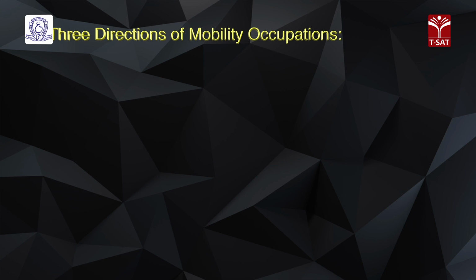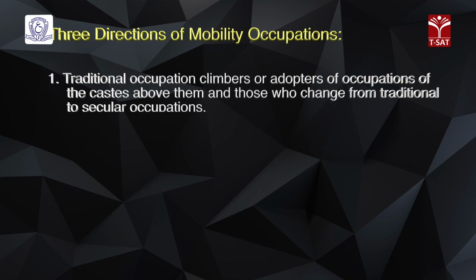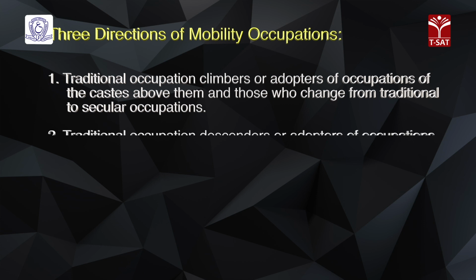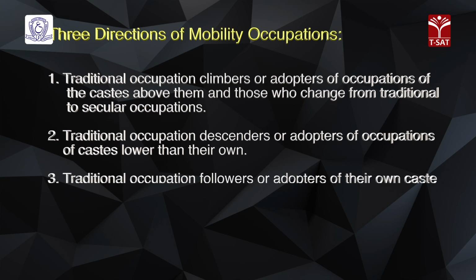Now let us examine changes in the caste occupations. In the matter of occupational mobility, two options are open to rural people. They can either adopt the occupations of a caste higher than their own or go into those of a lower caste. There may be three directions in which mobility in occupations may take place in the caste structure. One, traditional occupation climbers, or adopters of occupations of the caste above them, and those who change from traditional to secular occupations. Two, traditional occupation descendants, or adopters of occupations of a caste lower than their own, and the third one is traditional occupation followers, or adopters of their own caste occupations.